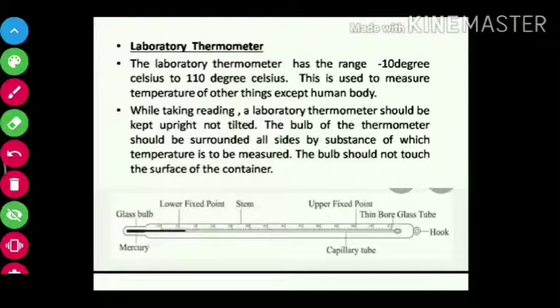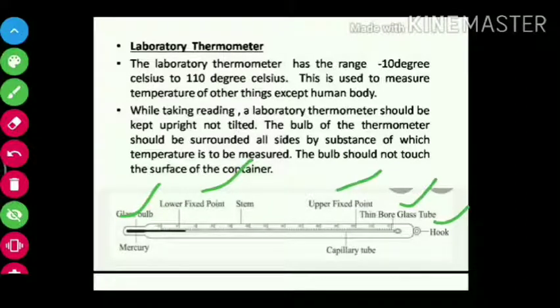Look at the picture here. The laboratory thermometer has a glass bulb here. Inside the glass bulb mercury is there. Then here a lower fixed point and an upper fixed point are there. This whole laboratory thermometer is surrounded by a thin bore glass tube, and here one hook is present, through which you can hold this thermometer.